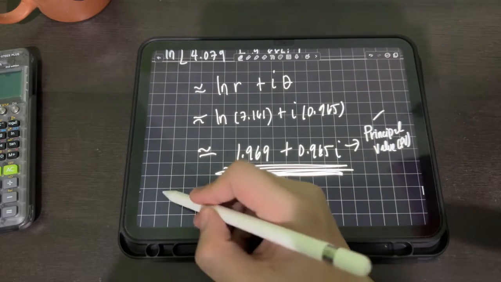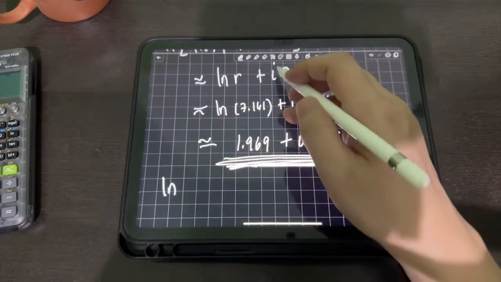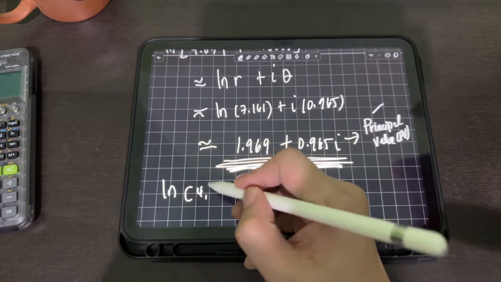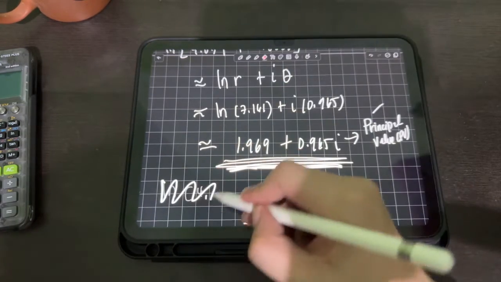Now, we can also get the general value of this ln. So ln of 4, or let's just copy.